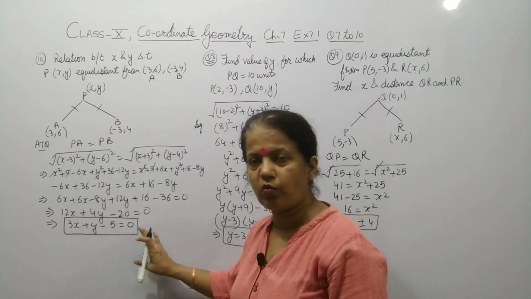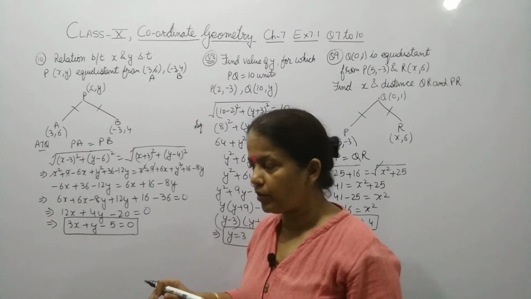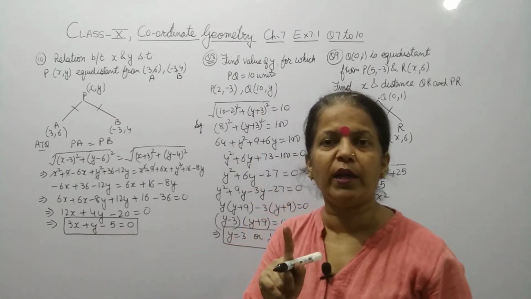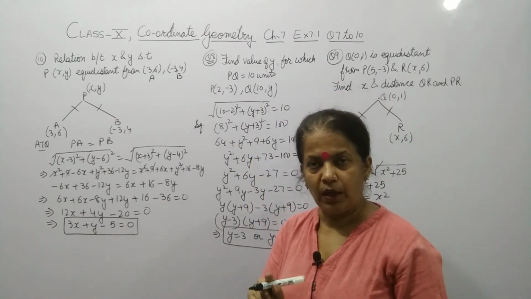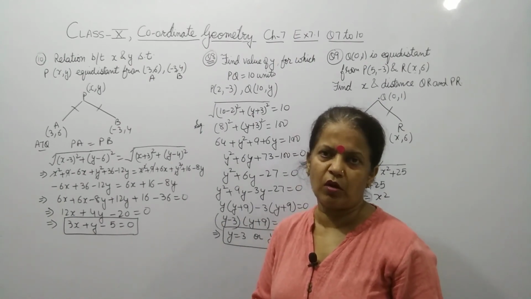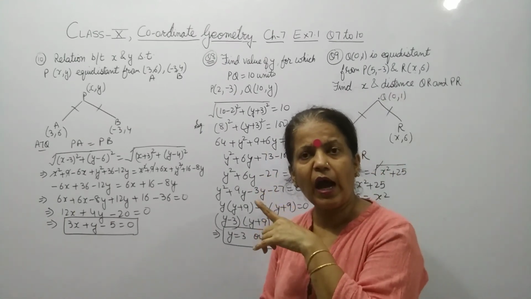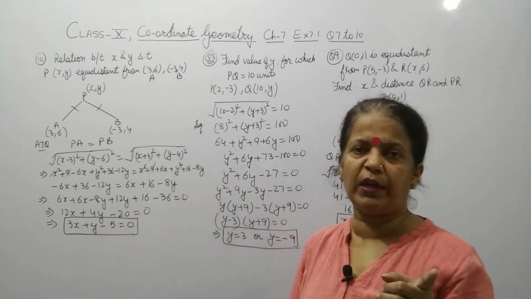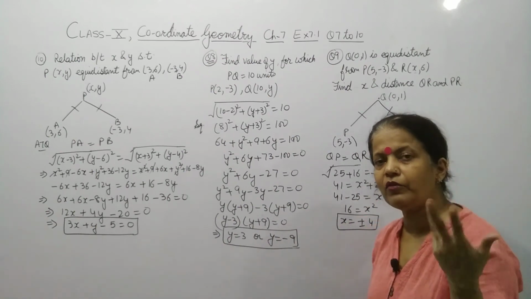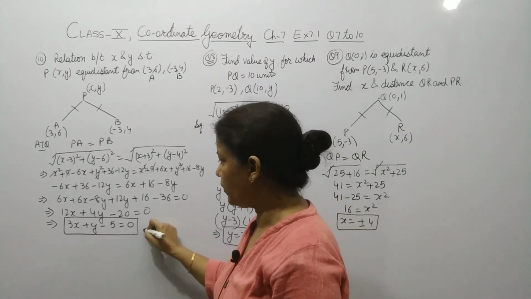As I have told you, we cannot find out the value of x and y. Why can't we find it out? Because we have only one linear equation here. If we have 2 linear equations, then only can we solve it further. So here also they have asked about the relation between x and y. Means you have to find out the equation here. So this is the equation.